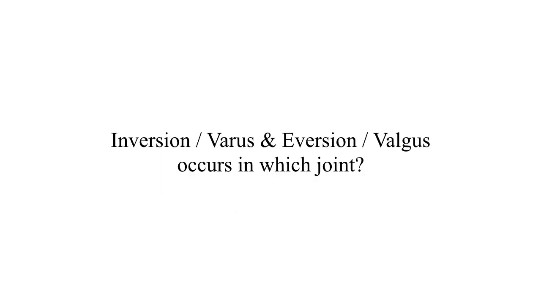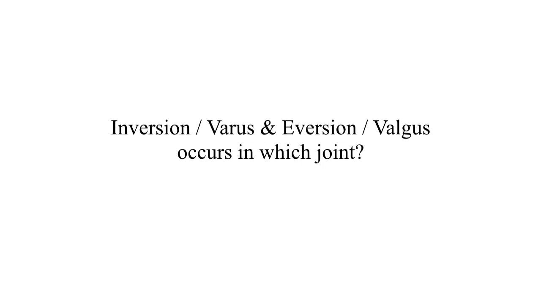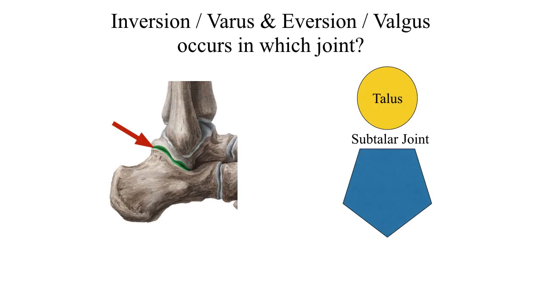The second question, inversion or varus and eversion or valgus occurs in which joint? Yes, the answer is subtalar joint. Subtalar because it is the joint which is present beneath the talus and it is between the talus and calcaneum. So inversion and eversion occurs in the subtalar joint.